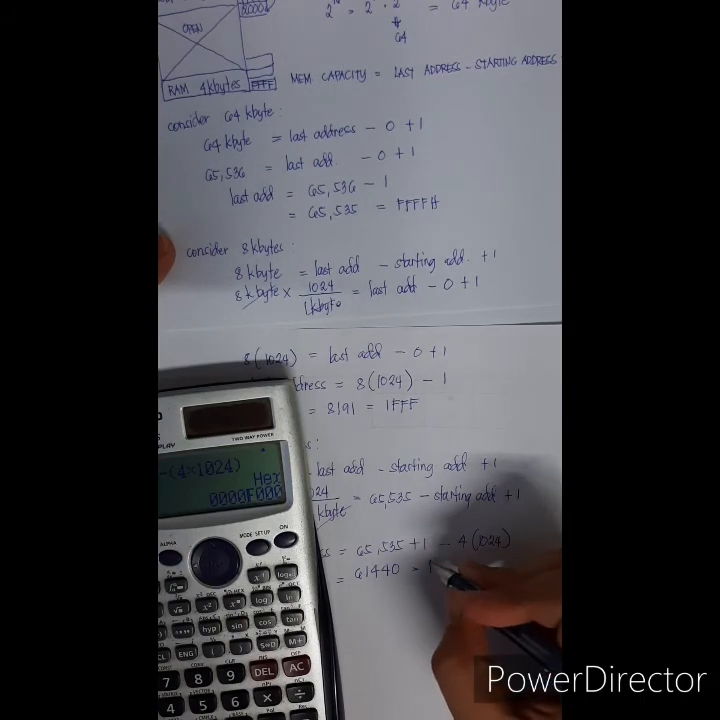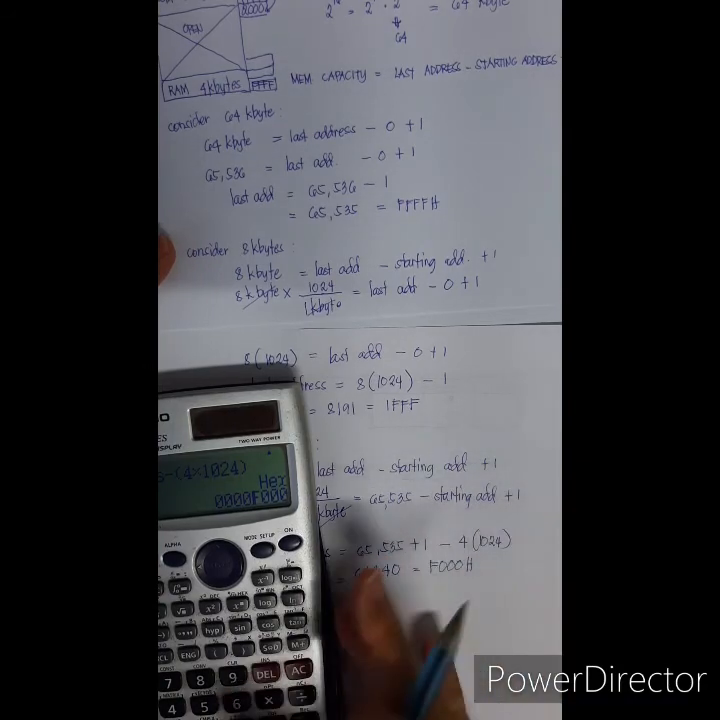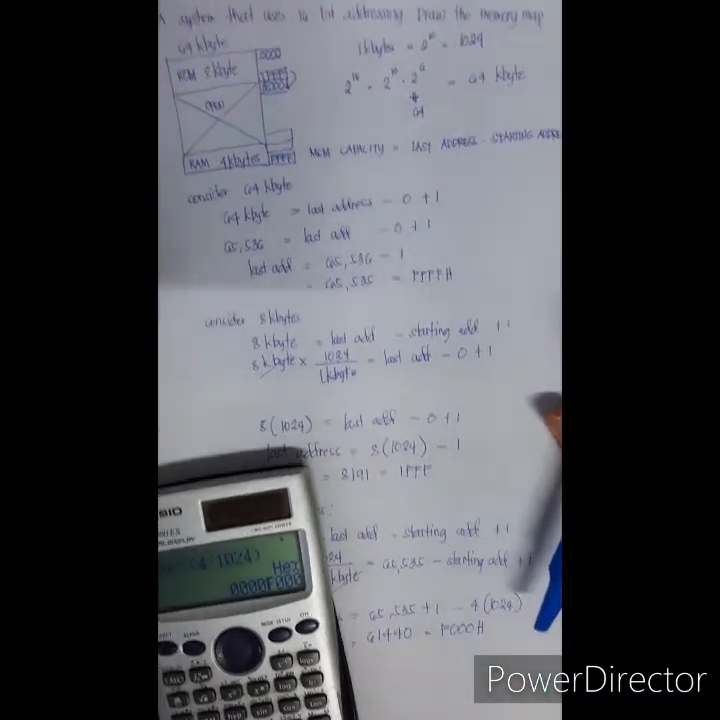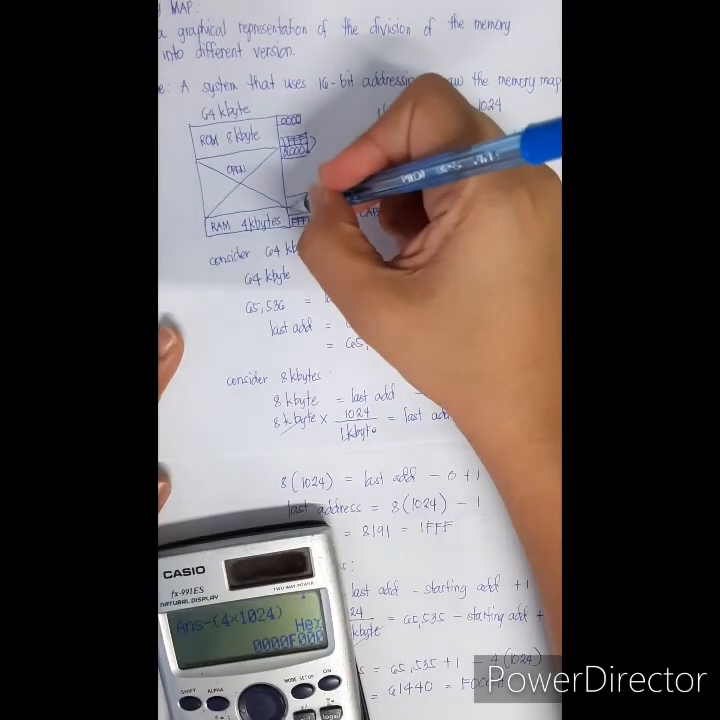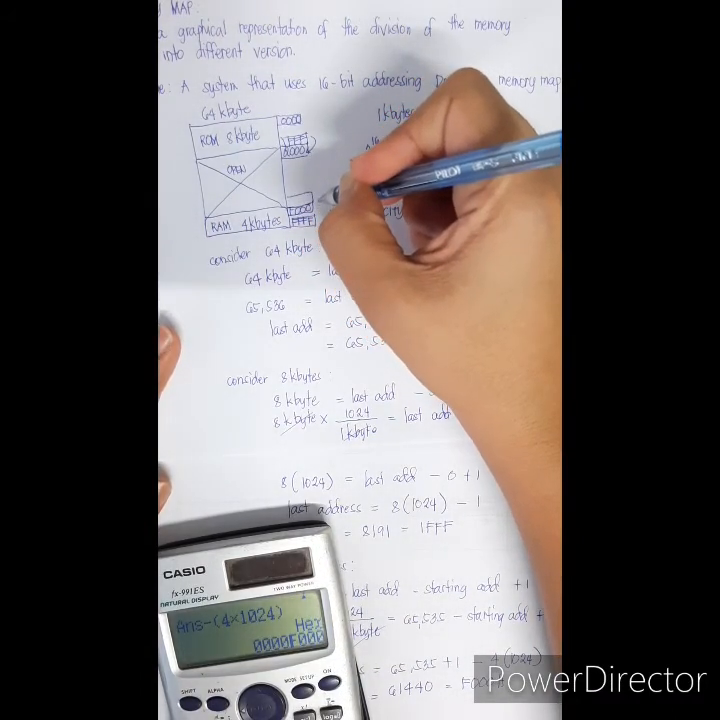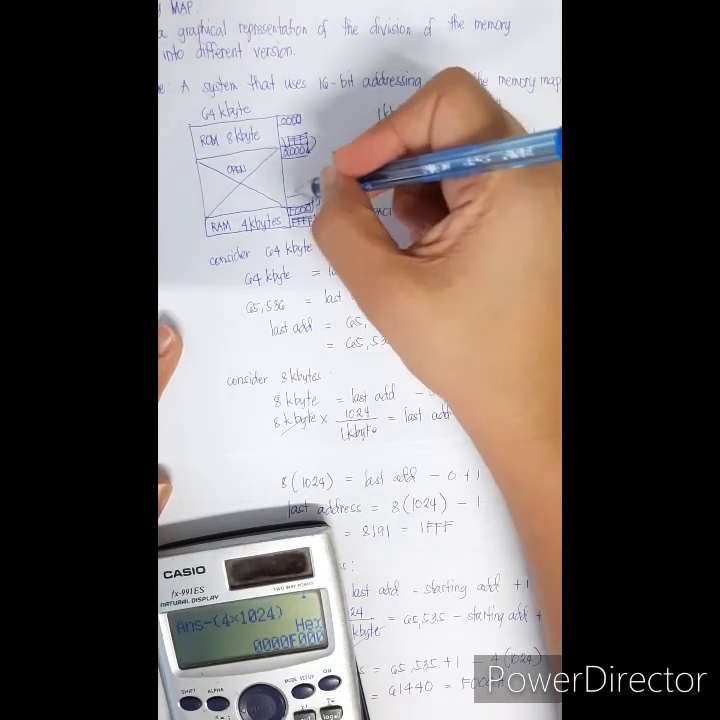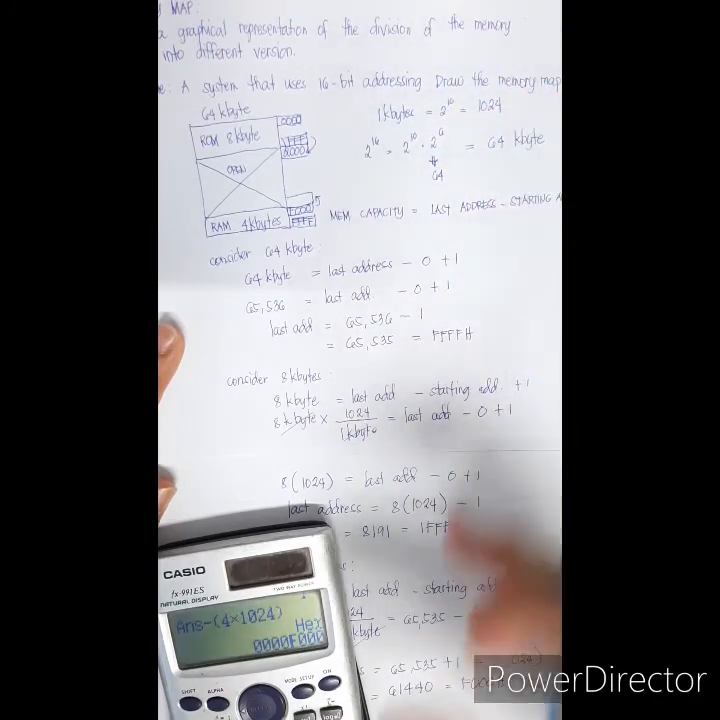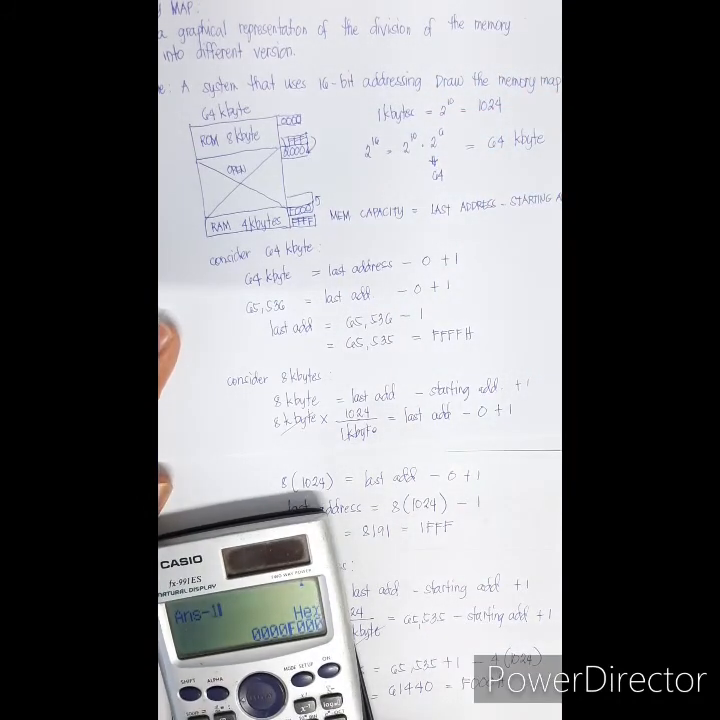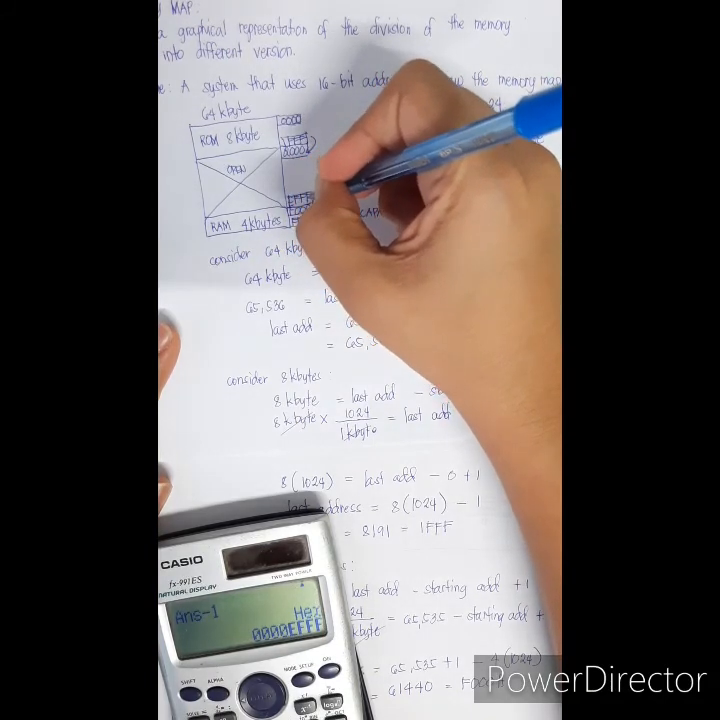That is the same as F000. So, the starting address for this one is F000. Subtract one, and that will be the last address of the open memory. So, subtracting one, that would be EFFF.